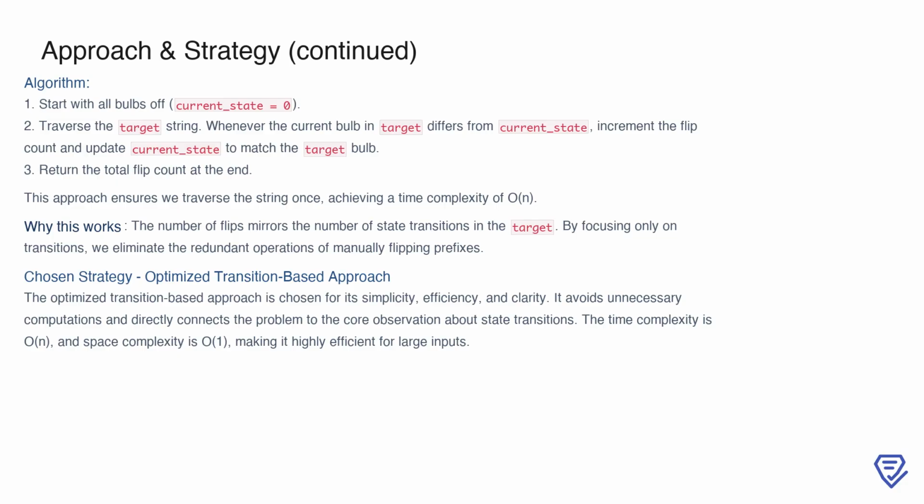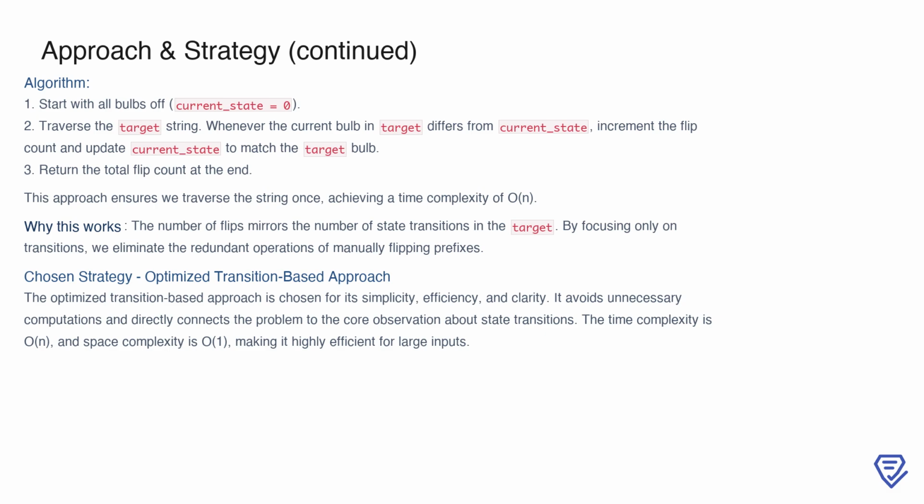Whenever a bulb in the target string differs from the current_state, it indicates a state transition, so we increment our flip count and update the current_state to match the bulb's state in the target. By the time we finish traversing the string, the total flip count gives us the exact number of operations required. This method is efficient because it only involves a single pass through the string, resulting in a time complexity of O(n).